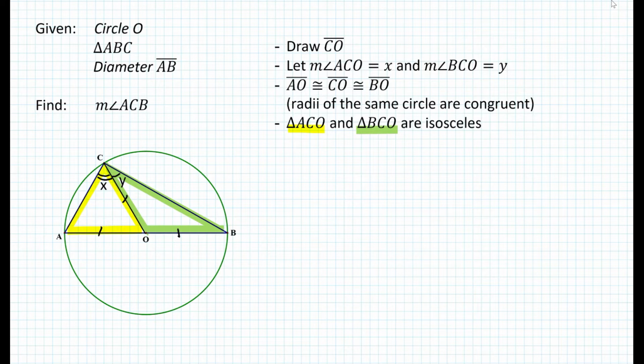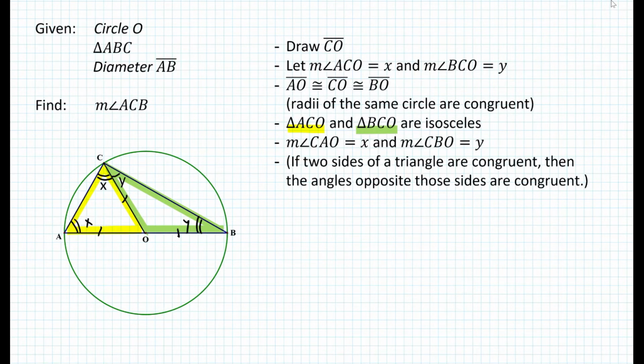So now we can say something else about the angles. Well, we know that the measure of angle CAO is equal to X and the measure of angle CBO must also be equal to Y. The reason is that if two sides of a triangle are congruent, basically the isosceles triangles here, then the angles opposite those sides must be congruent as well.